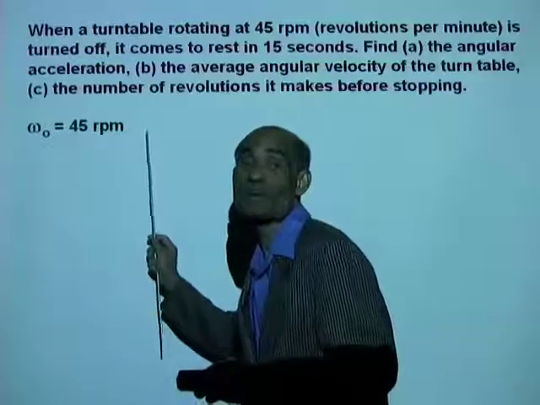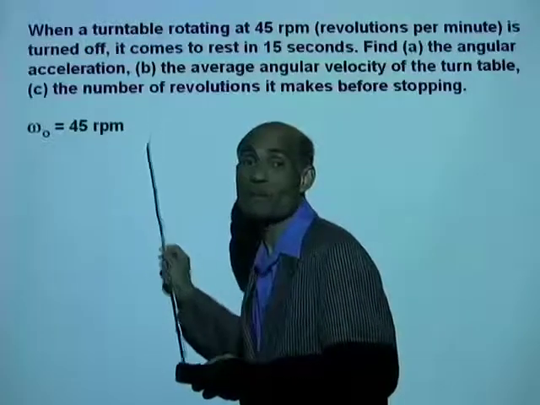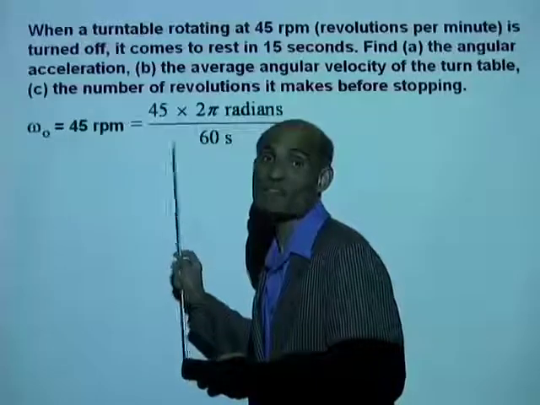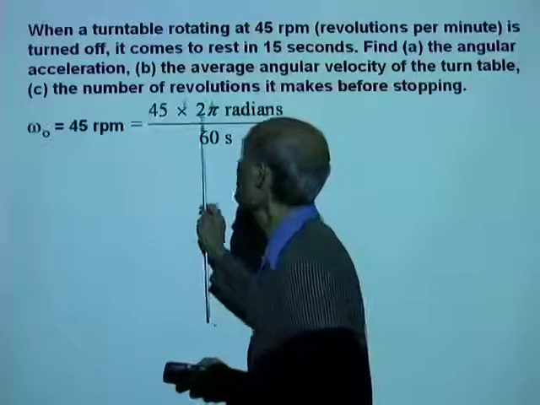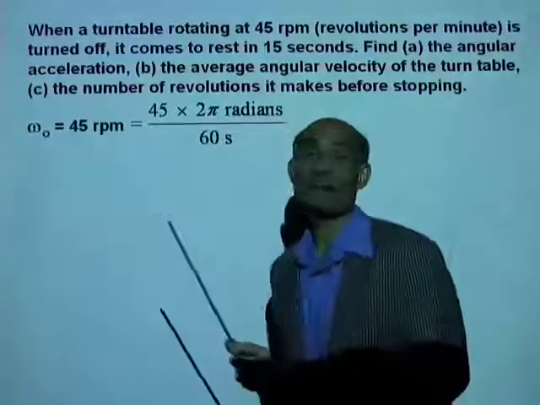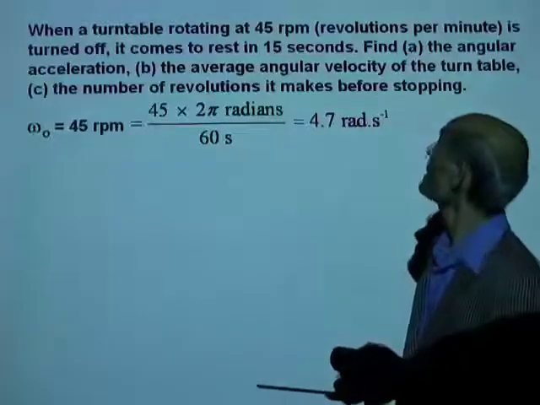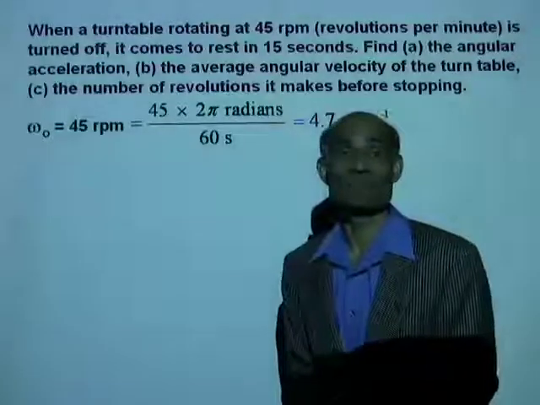Convert that to radian per second. What do we do? Multiply by 2 pi and divide by 60. That will be 45 multiplied by 2 pi radians divided by 60 seconds. That is 4.7 radian per second.